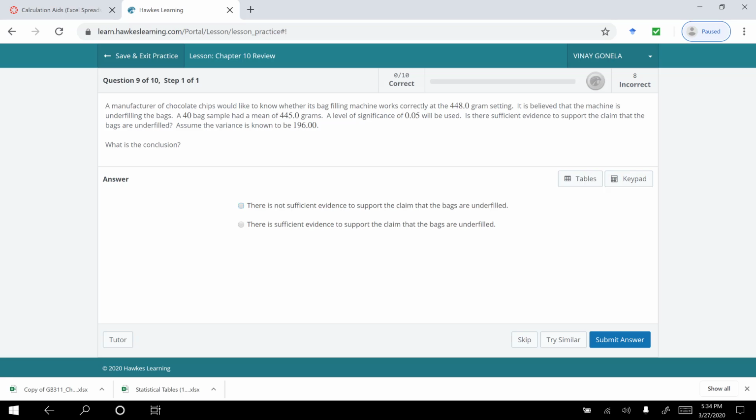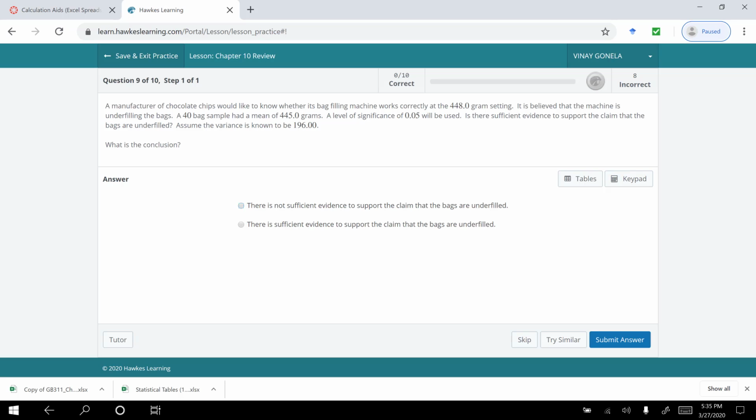So we have a manufacturer of chocolate chips who would like to know whether its bag filling machine works correctly at 448 gram setting. It is believed that the machine is underfilling the bags. So this is something new happening. They are underfilling. In reality, it should fill 448. So it's underfilling it. That's something new happening.